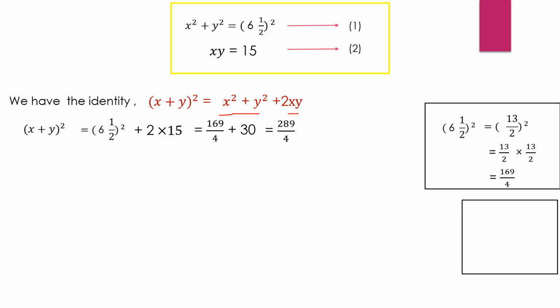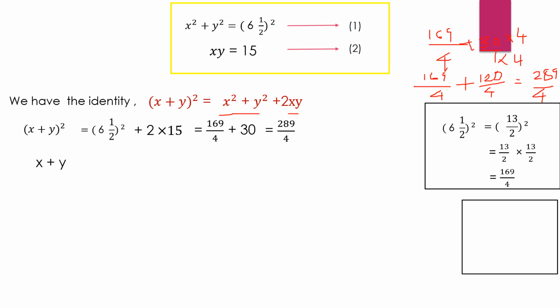289 by 4. Can anyone of you tell me how you got this? Yes. Here we have 169 by 4 plus 30. We can write 30 as 30 by 1. So, in order to make the denominator same, we multiply both numerator and denominator with 4. So, there is no change for 169 by 4 and this becomes 120 by 4. So, on adding numerator we get 289 and denominator is 4. Okay, good. Next.